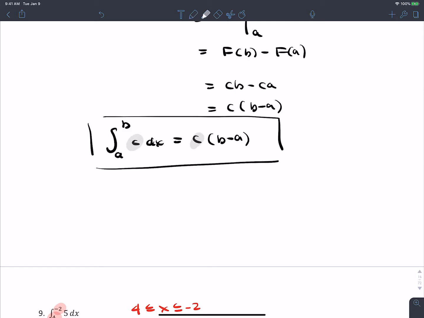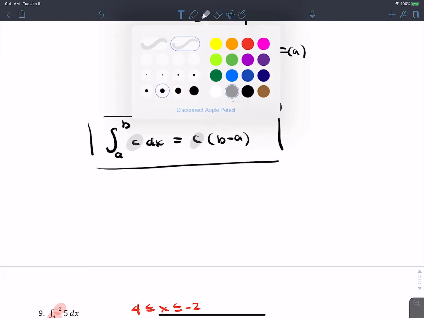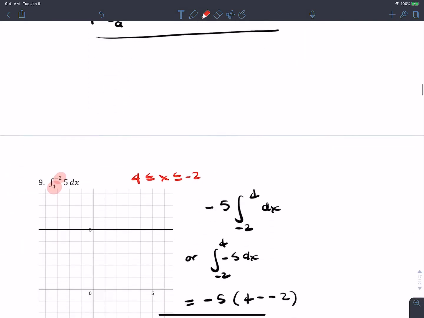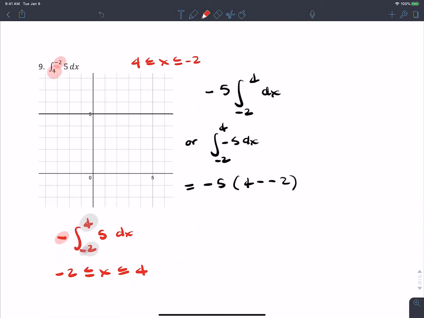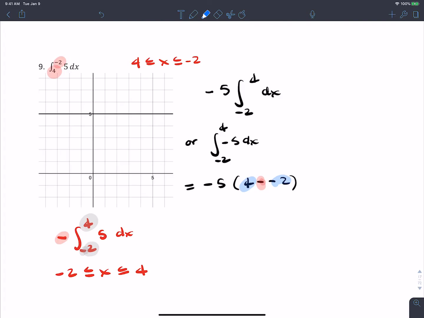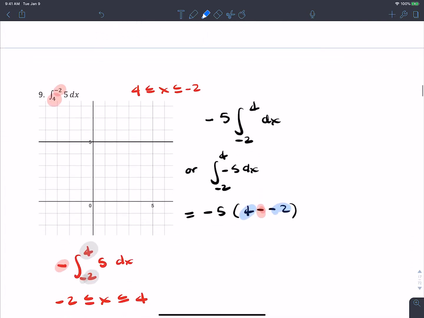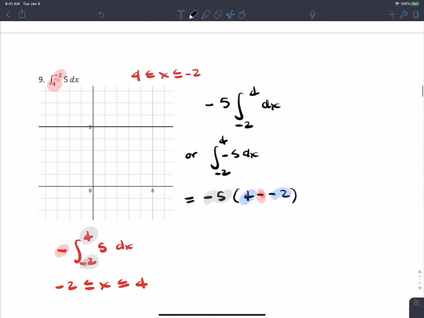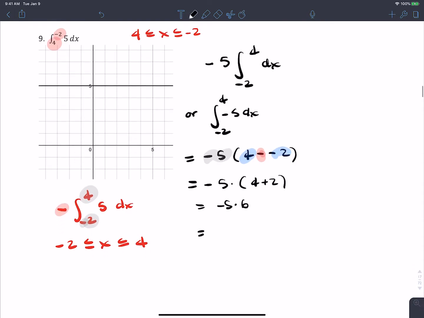It happens to be negative. And then I'm going to take the difference of these what? Of B and A. Here's a difference. Here's B and A. And then my constant happened to be what? Negative. So let's see what we get. We get what? Negative 5 times 4 minus a minus. Isn't that 4 plus 2? Negative 5 times 6. What does that give you? That gives you negative 30.